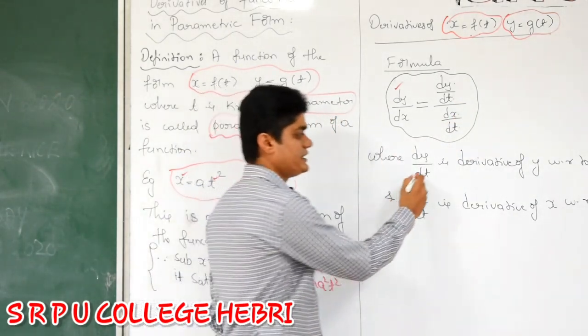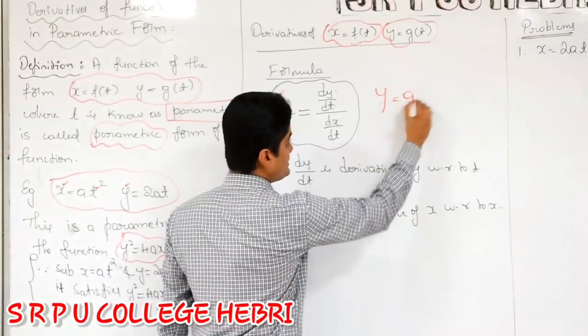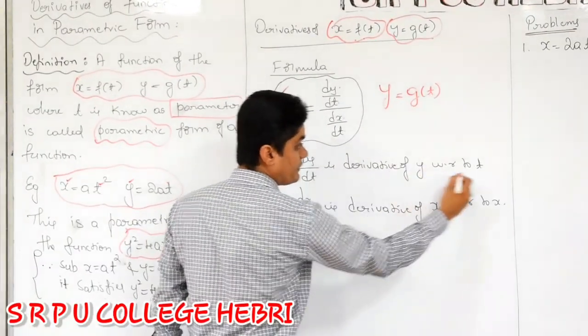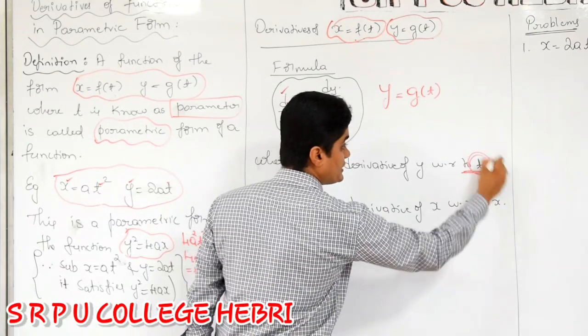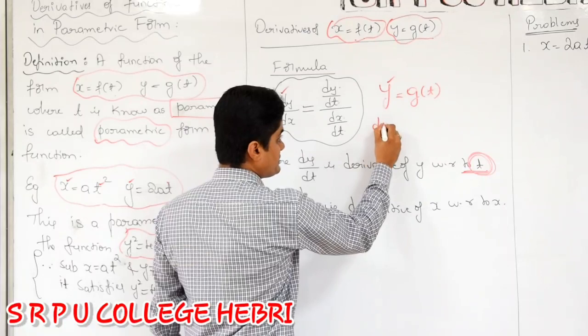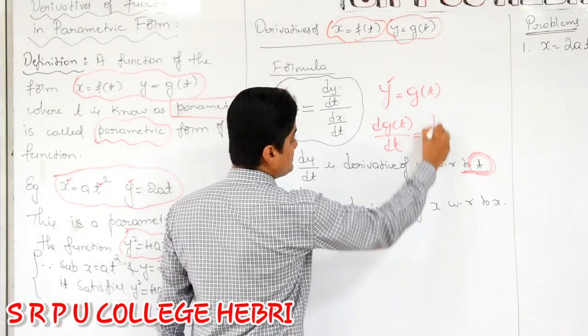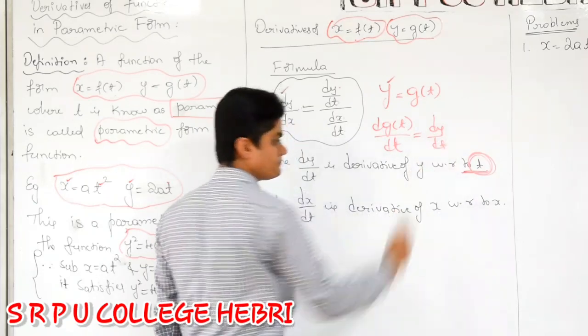Now what is dy by dt? dy by dt is nothing but the differentiation of y is equal to g of t with respect to what? t. The differentiation of y, that is the differentiation of g of t with respect to t, is dy by dt. Remember that.